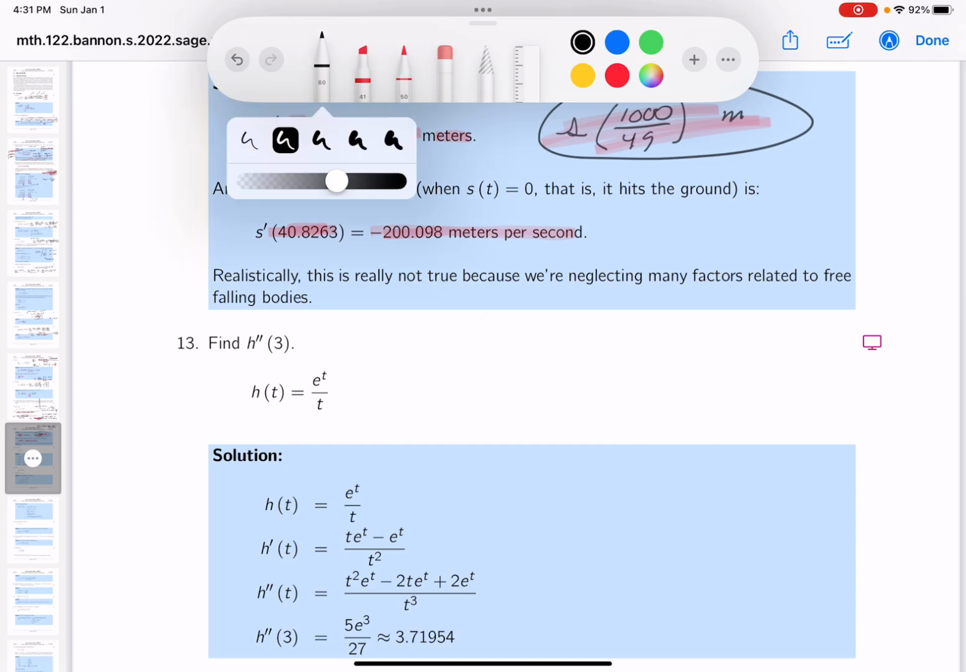Okay, let's go for the derivative. And then we'll evaluate the second derivative at the number 3. So let's put down h prime.